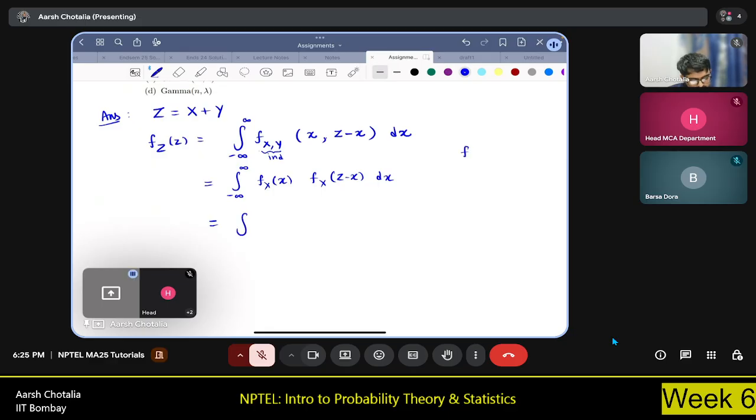And f_X is not equal to 0 for x greater than or equal to 0. So only when the argument is positive, I have a non-zero value of the integrand, which means our integration starts from 0. Also, this has to be greater than 0, right? Otherwise, this argument becomes negative, which means the maximum I can go, the value of x, is z. It becomes this one.